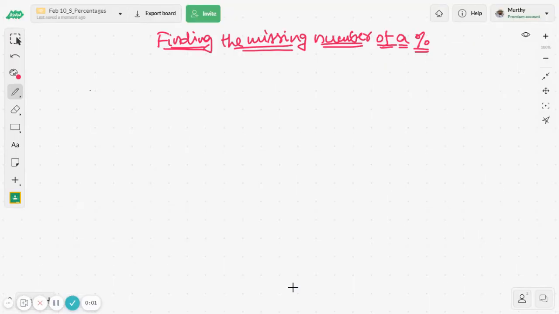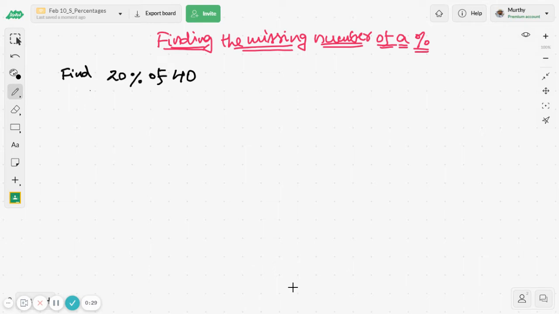In today's class, I'll explain finding the missing number of a percent. Let me start with an easy example. Let's say, find 20% of 40. I know it's very easy and you can solve it.